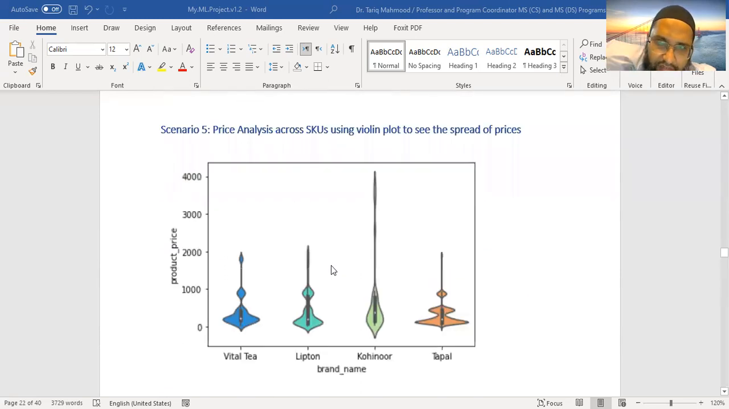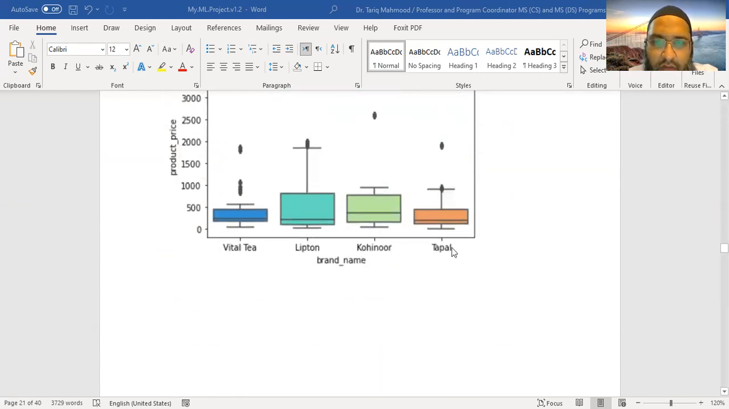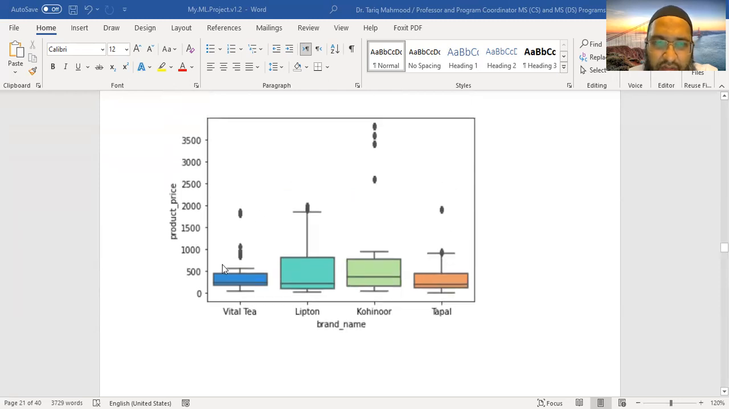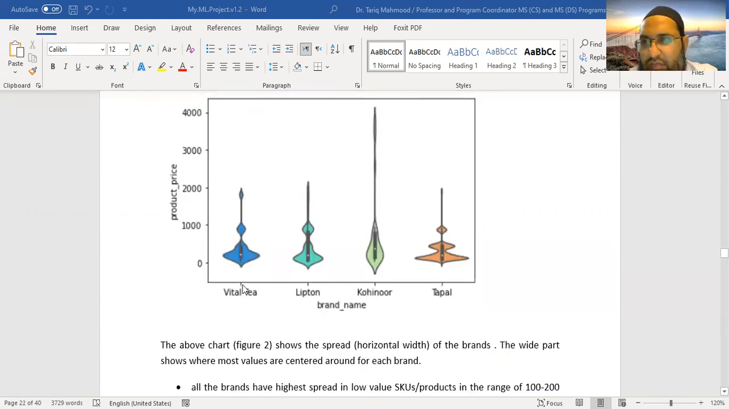So different types of plots are giving you different types of analysis. It depends on what you want to say. If you don't want to focus on the spread of the data, then you can say Lipton is number one and number two is Vital. But if you're looking at the spread of the data, then you can say Lipton is number one and Tapal is number two. In any case, Tapal is not looking good as compared to Vital. And in the box plot, we were saying the opposite, that Tapal is better than Vital, but the violin plot is saying something else. So it depends on what you want to conclude.